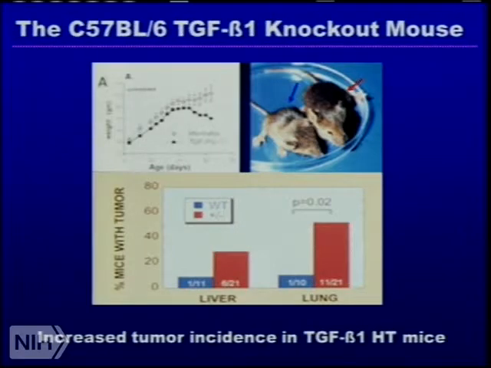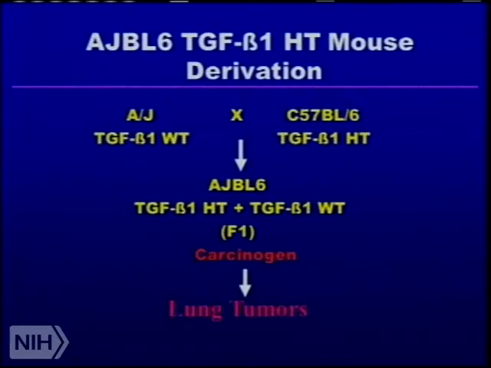So in order to better look at this in lung tumors for lung tumorigenesis, we then crossed the AJ mouse, which was wild type for TGF-beta, with the TGF-beta1 het mouse in the C57 Black 6 strain to generate the AJ Black 6 F1 generation, which included genotypes that were heterozygous and wild type for TGF-beta1. And our plan was to treat these mice with carcinogen and look at the lung tumors that were generated.